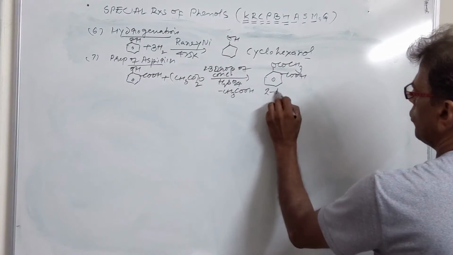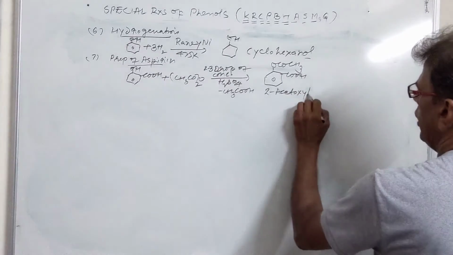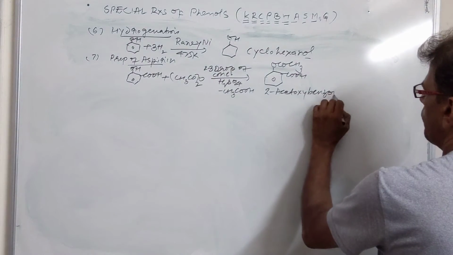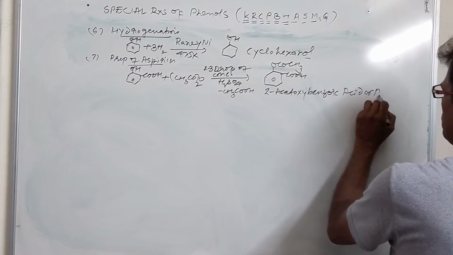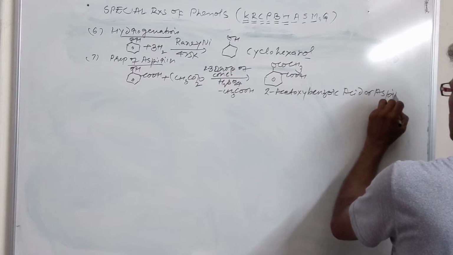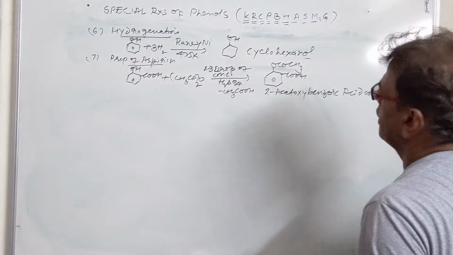It is also called 2-acetoxy benzoic acid or aspirin. It is sold under different trade names, Aspro, Analgin, etc.